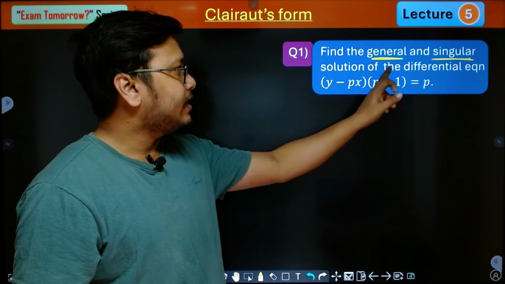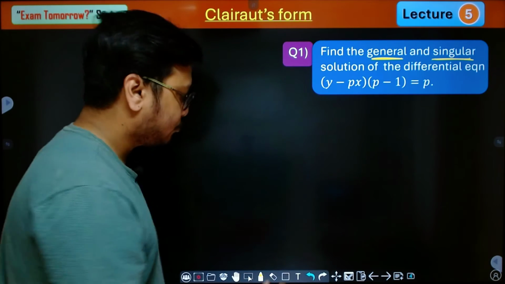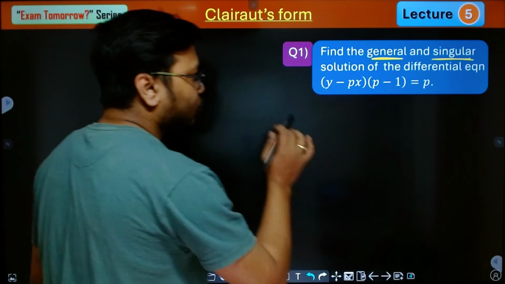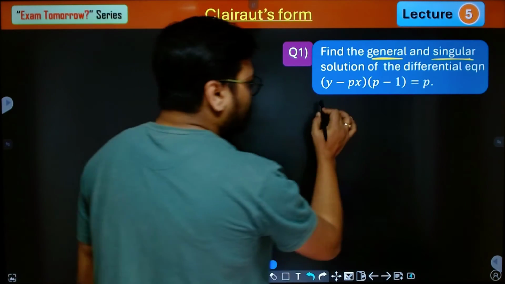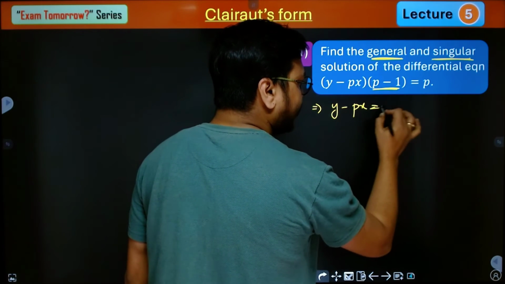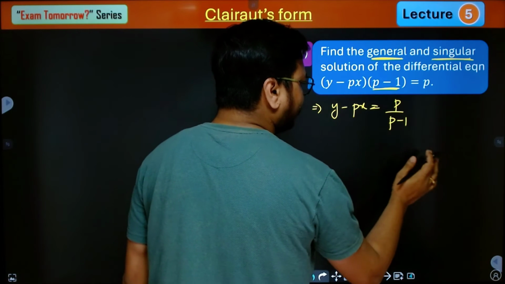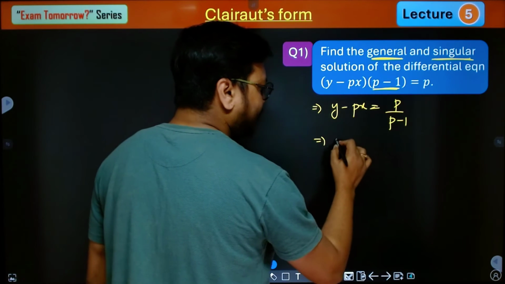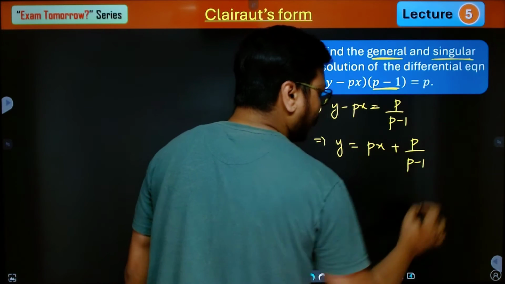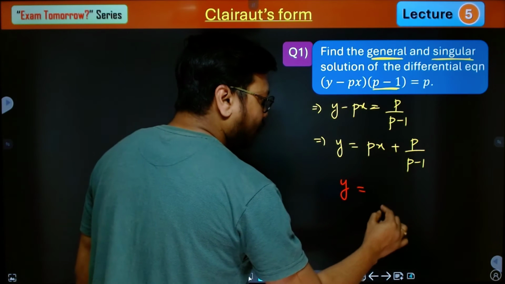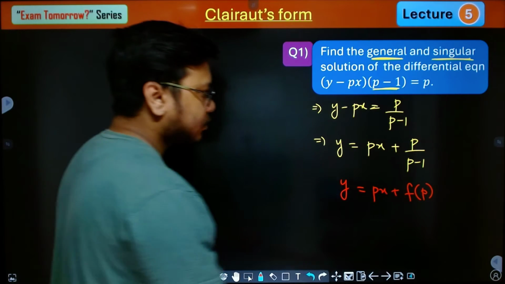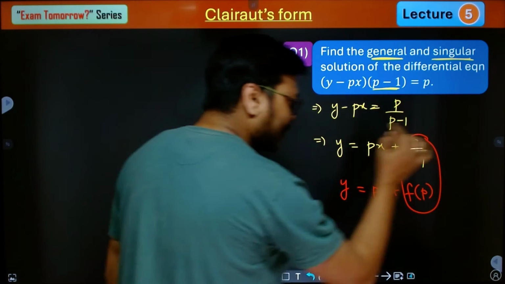So it's asking that we need to find the general solution as well as the singular solution. First of all, we need to express this in our Clairaut's format, which is y equals to px plus function of p. So what I'm going to do is y minus px, I'll multiply this factor on the other side, so p upon p minus 1. And now if I bring the px term on the right side, so y equals px plus p upon p minus 1. So I can see this is in my format y equals px plus function of p, right? So my function of p is this part, as we can see.